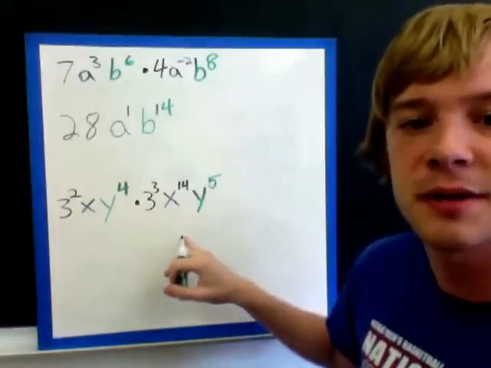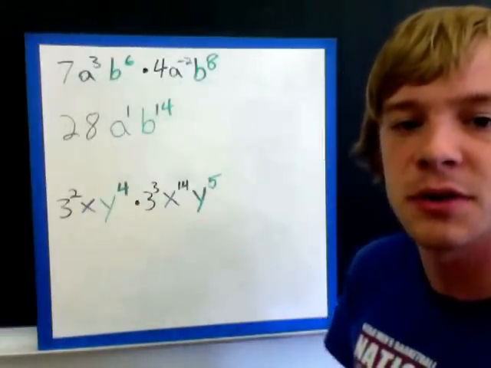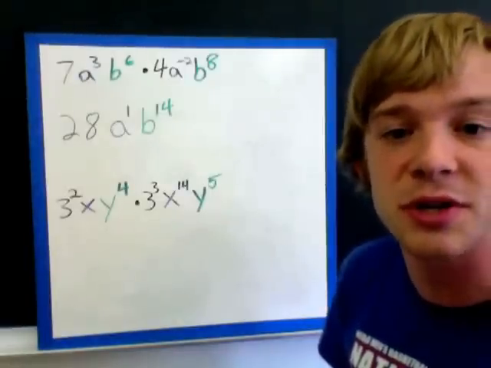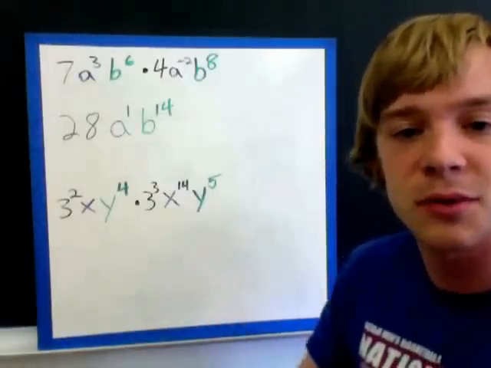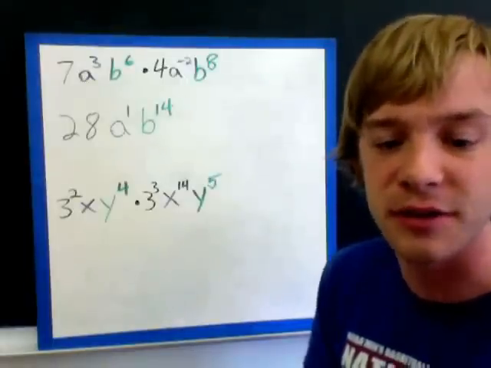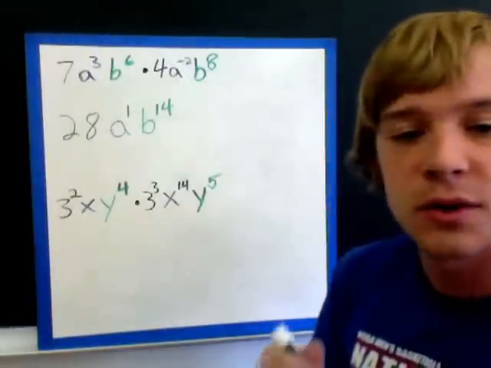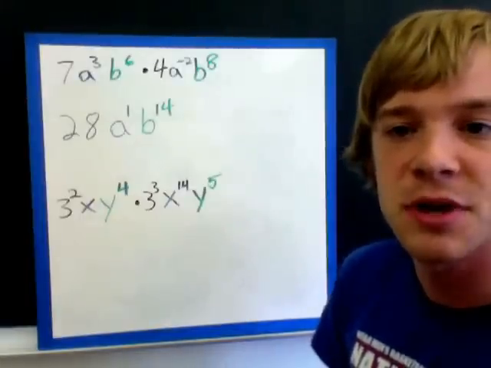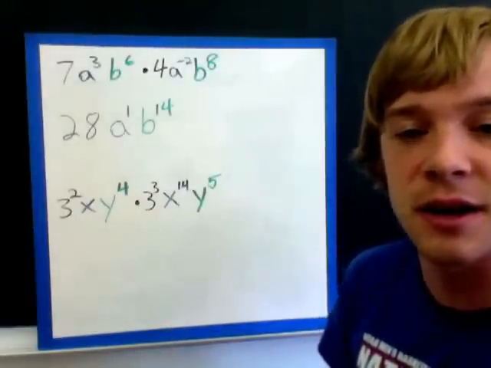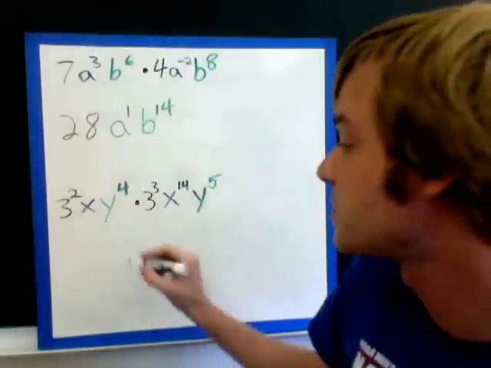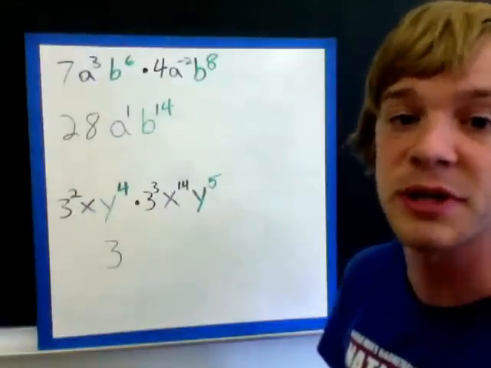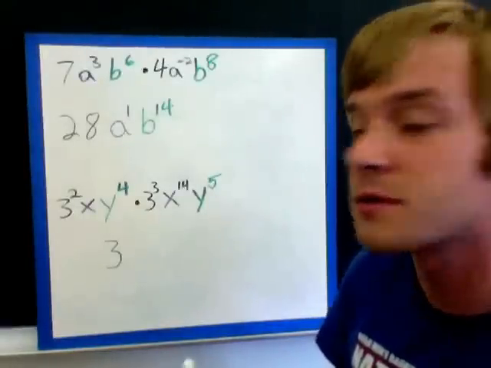With my next example here, notice we now have numbers that are raised to the powers. Well, this doesn't change how we do anything. We simply, once again, need to add our powers together. So I have 3 as a base for both of my numbers, so that's still going to be the base with my product. Add 2 plus 3, which gives me 5.